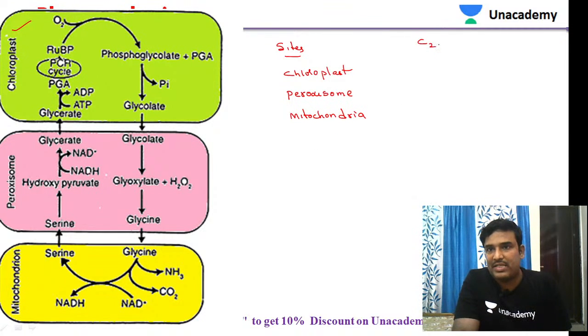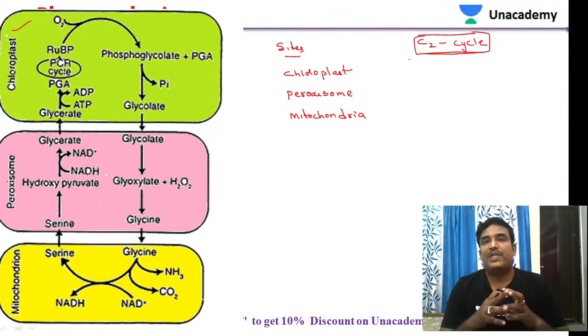Photorespiration is also called the C2 cycle. So there is another name for photorespiration: it is also called a C2 cycle. Why is it called the C2 cycle? Because of the compound glycolate. Glycolate is a 2-carbon compound, so that is the reason it is called a C2 cycle.